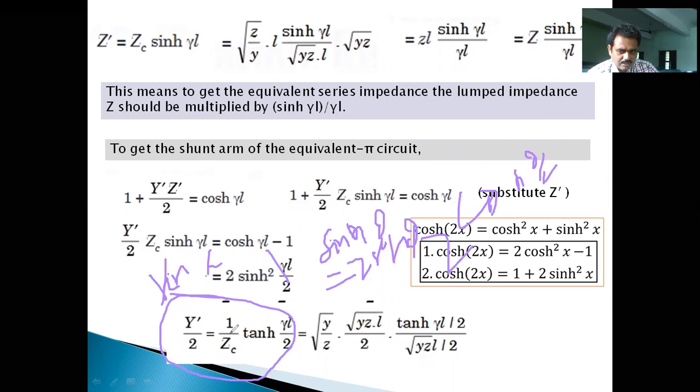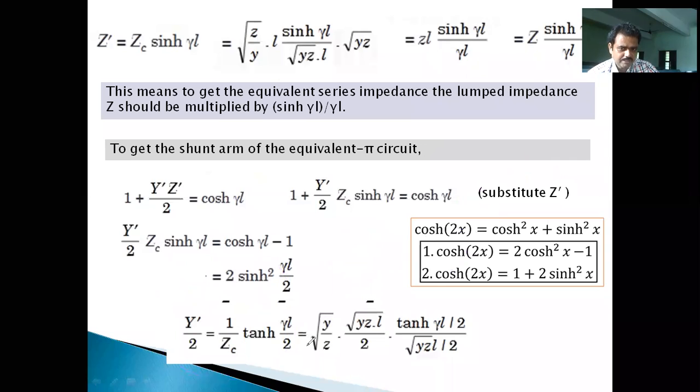So now the same equation. Here I have replaced Zc with the characteristic impedance. Characteristic impedance is root z by y. So 1 by that becomes root y by z. So multiply, and again multiply and divide with gamma by 2. Gamma means root yz by 2 and root yz by 2. If we multiply and divide with this.